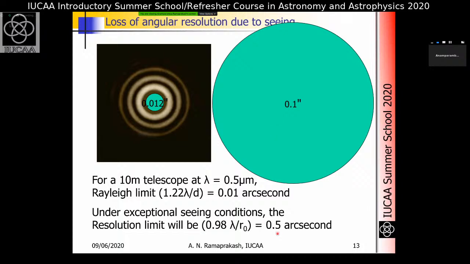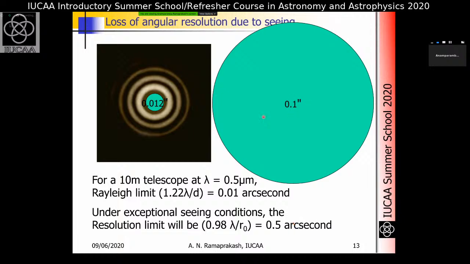I would be limited to resolving objects at 0.5 arcseconds. Any structure on that object which is finer than 0.5 arcsecond, I will not be able to see. That will be washed out by the atmospheric variations. So here, what I put is only 0.1 arcsecond.